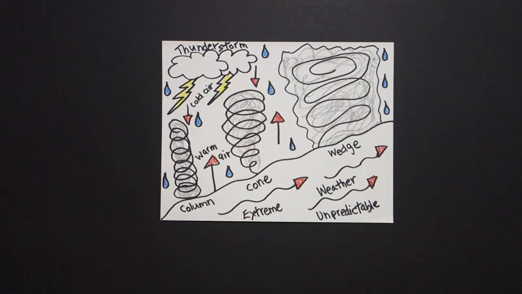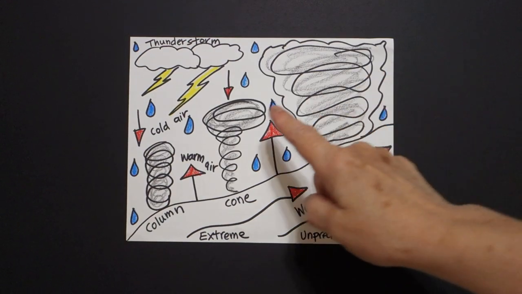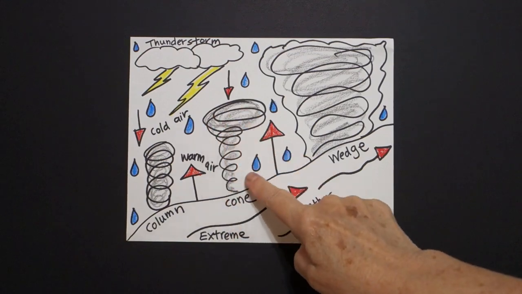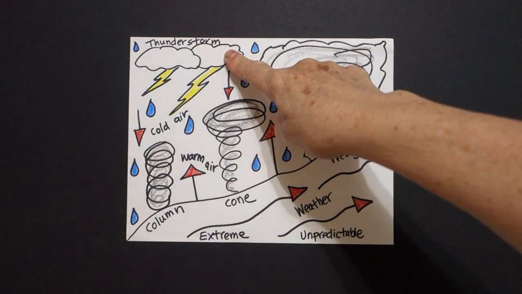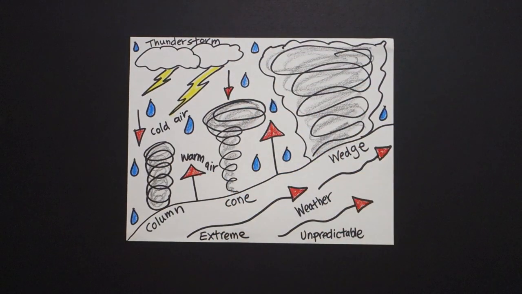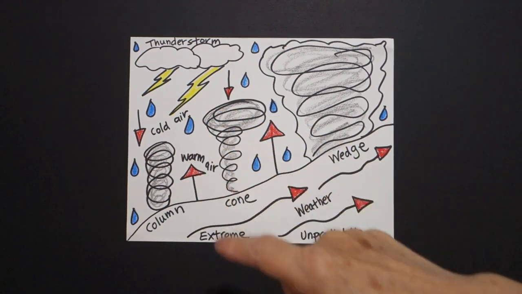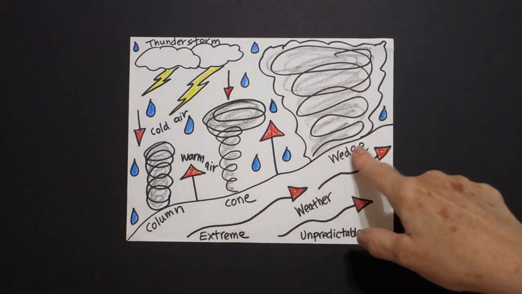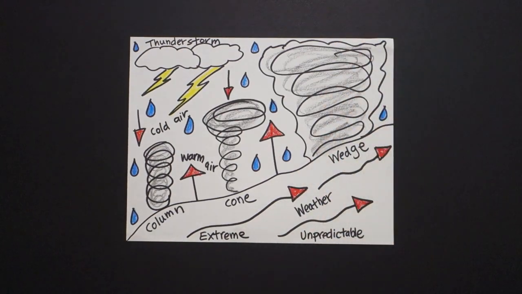All right, let's see what this looks like all colored in. Okay, so a tornado is a fast spinning column of air that stretches all the way from the thunderstorm cloud in the sky down to the Earth's surface. It's the cold air pushing up against the warm air, and that's what creates these columns, rotating the air from the thunderstorm.